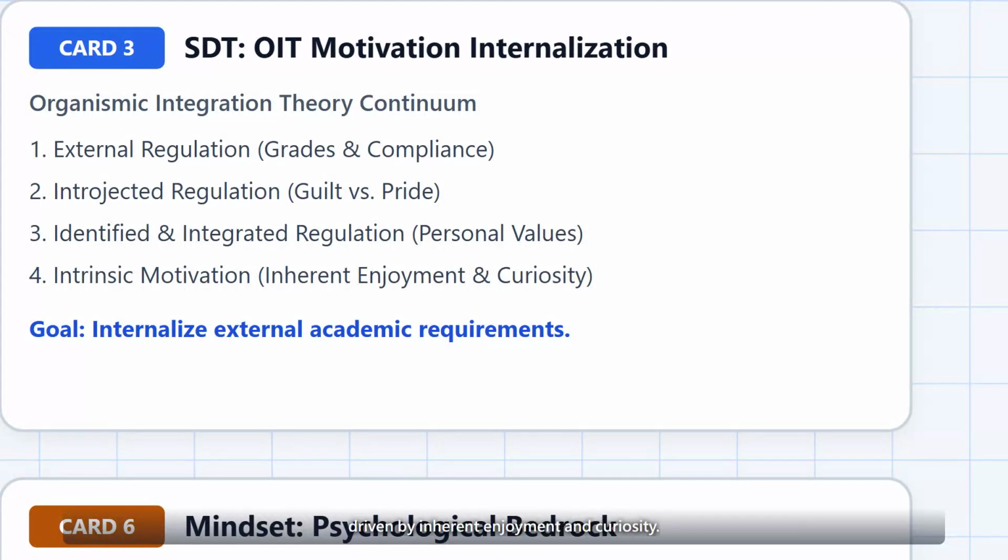In university coursework, expecting every student to possess pure intrinsic motivation from day one is unrealistic. The true objective of effective instructional design is to create environmental conditions that scaffold the progressive, step-by-step internalization of external academic requirements into self-endorsed personal commitments.